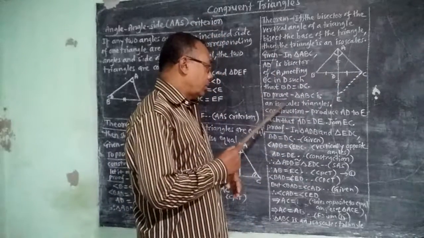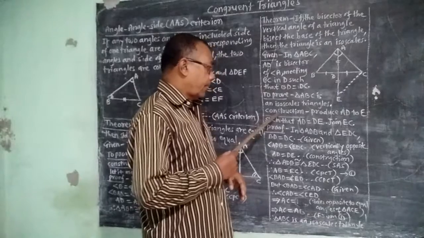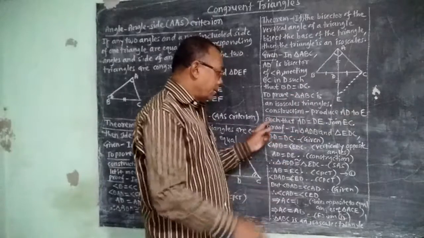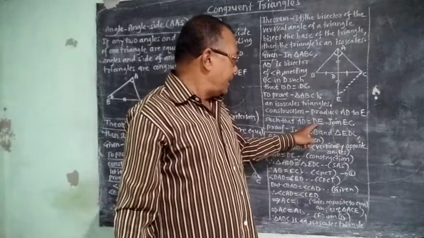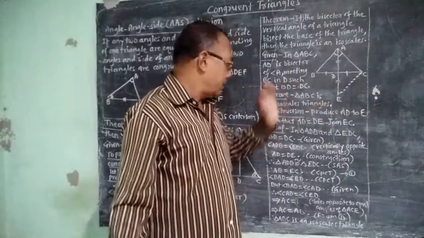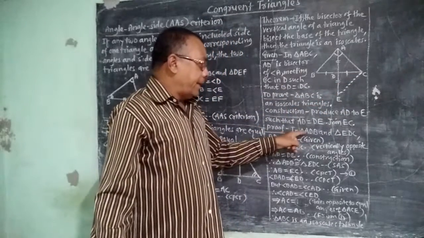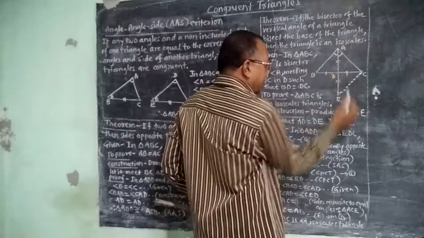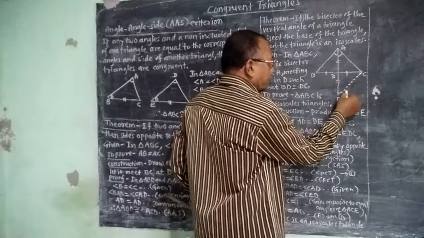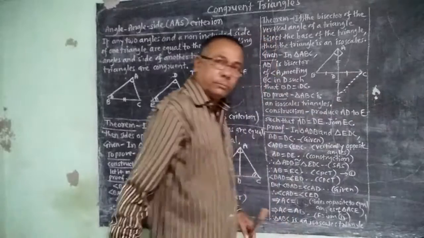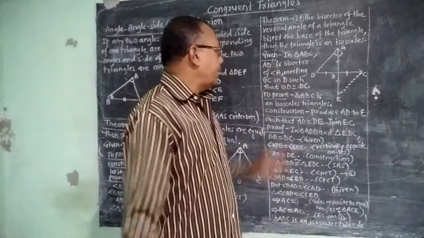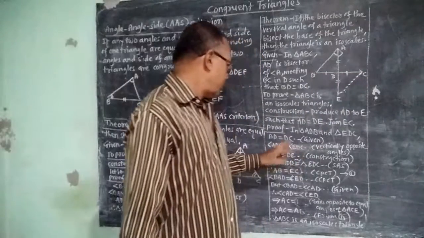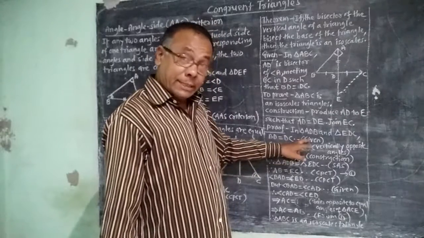Here, construction: produce AD to E such that AD is equal to DE, and join EC. Now proof: in triangle ADB and triangle EDC, we have to consider here triangle ABD and EDC. So these two triangles we have to consider now. Here it is seen that BD is equal to DC, and that is given.